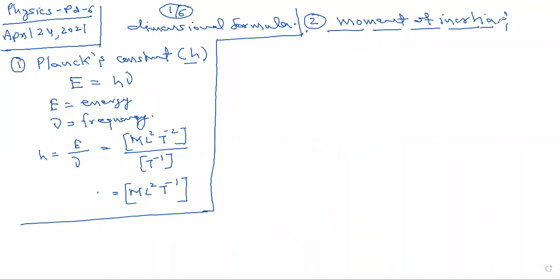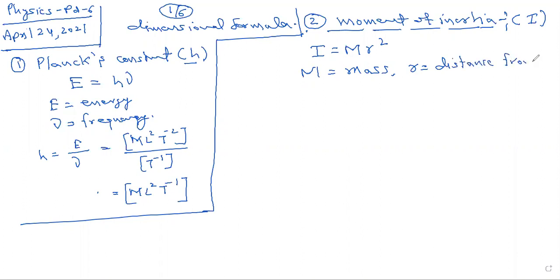So moment of inertia, its symbol is I, and I is equal to mr². Here I is the moment of inertia, m is the mass, r is the distance from the axis of rotation.